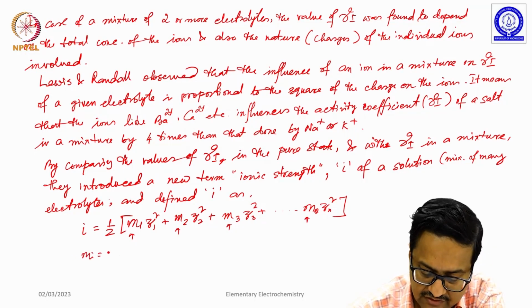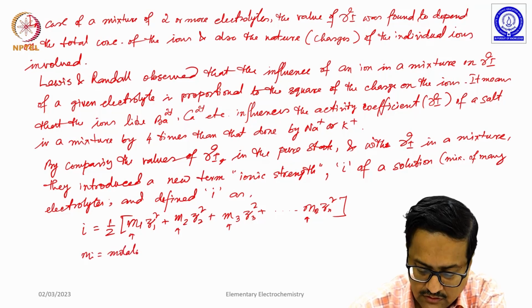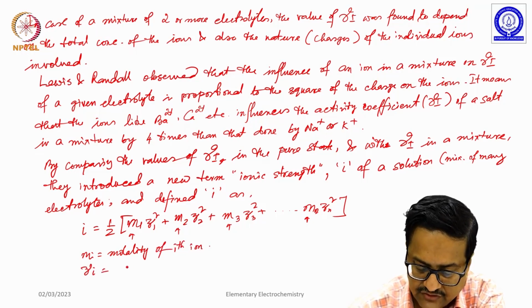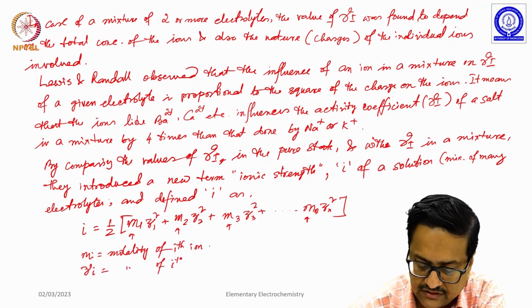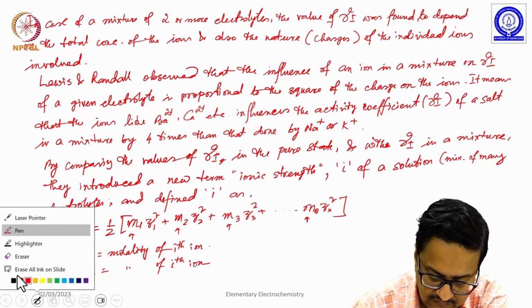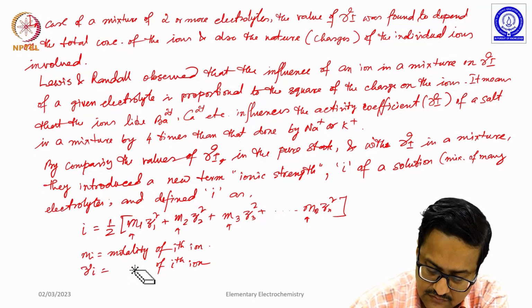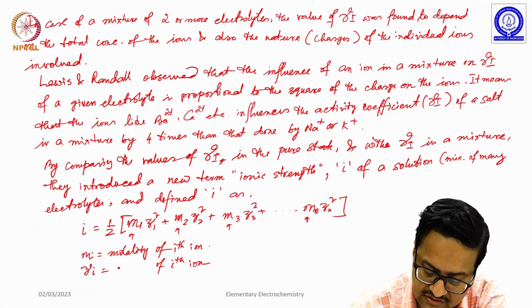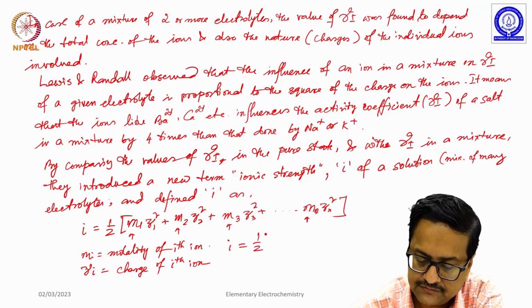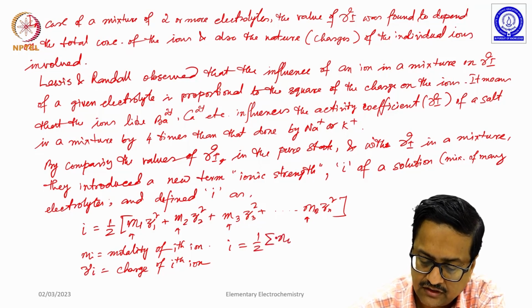So, Mi is the molality of the ith ion and Zi is the charge of the ith ion. So, I is equal to nothing but half of the sum over Mi Zi square.